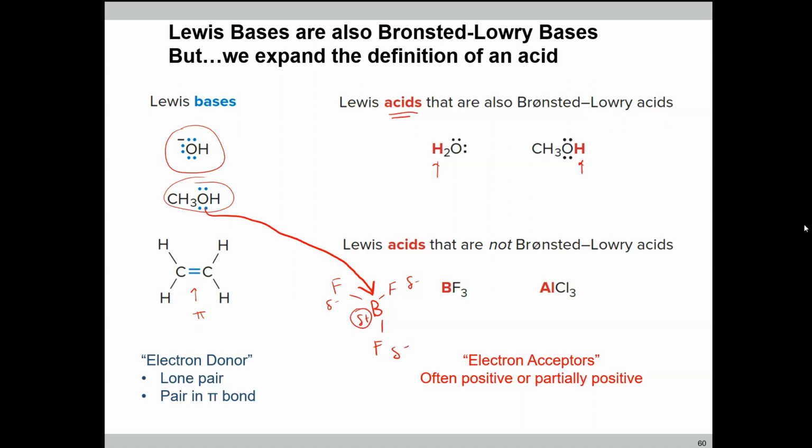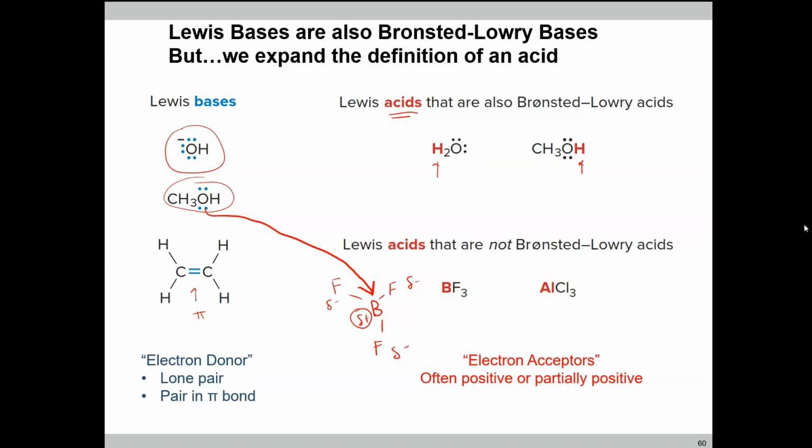So this can actually act as a Lewis acid, and it kind of bridges the gap between some of the chemistry we see in organic chemistry. And it just provides this understanding that the real difference is that we're going to have an electron acceptor, and it doesn't necessarily have to be a proton. So it expands that definition a little bit more.